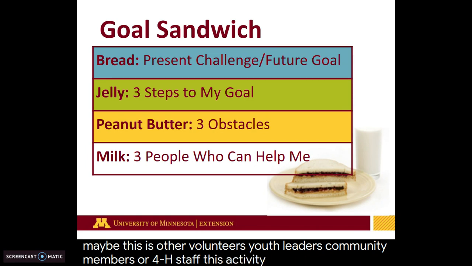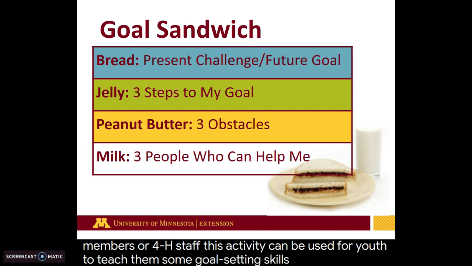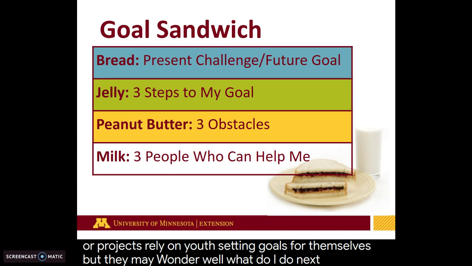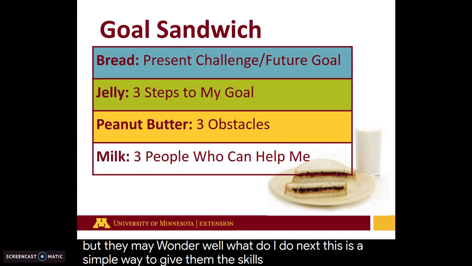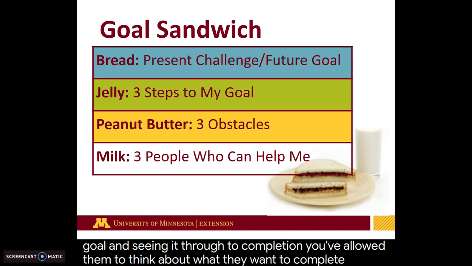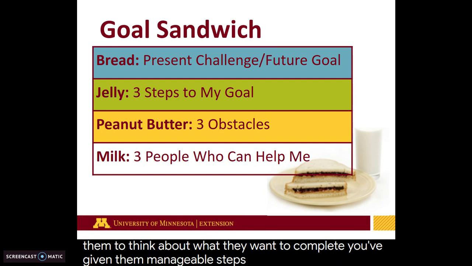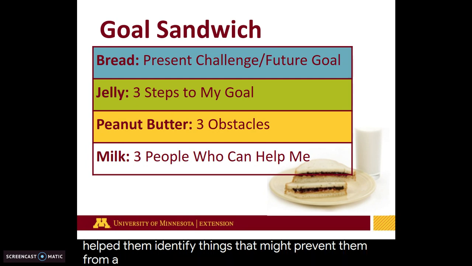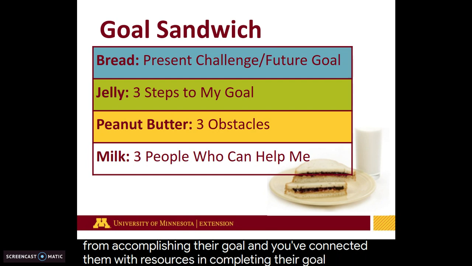This activity can be used for youth to teach them some goal-setting skills. Many of our clubs or projects rely on youth setting goals for themselves, but they may wonder, well, what do I do next? This is a simple way to give them the skills of playing out their goal and seeing it through to completion. You've allowed them to think about what they want to complete. You've given them manageable steps to get there. You've helped them identify things that might prevent them from accomplishing their goal. And you've connected them with resources in completing their goal.